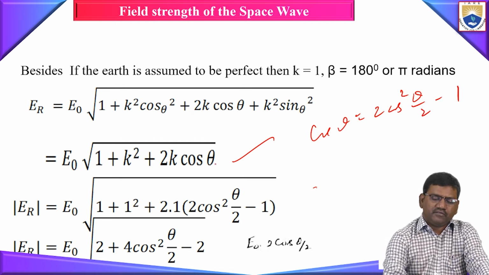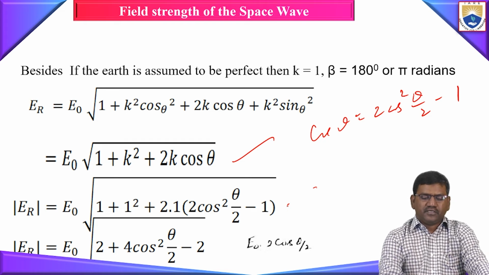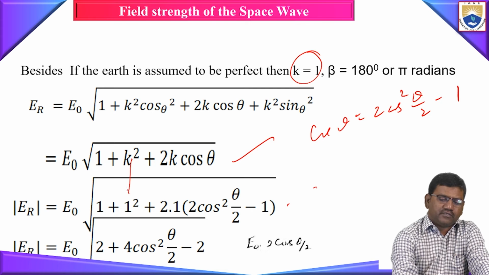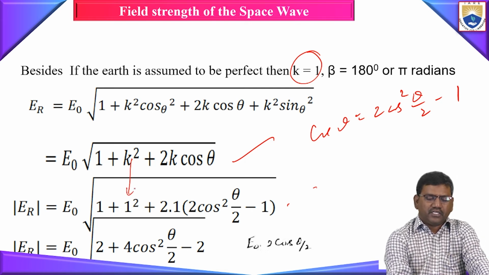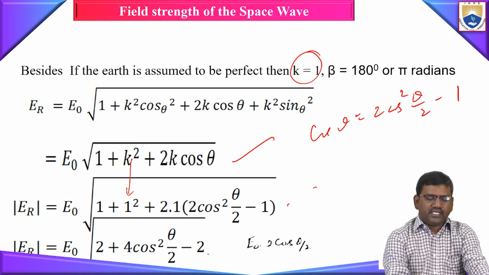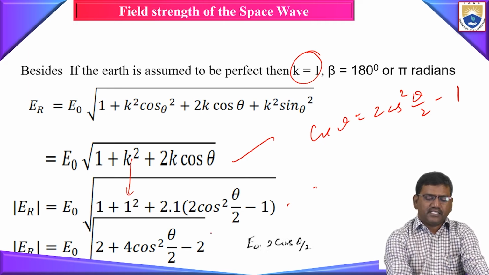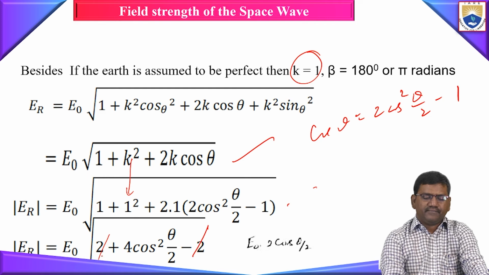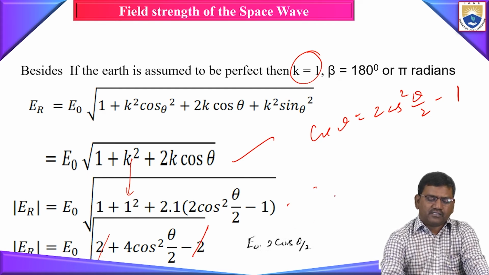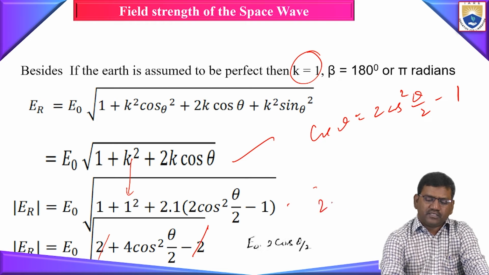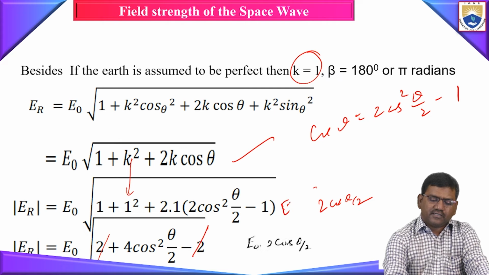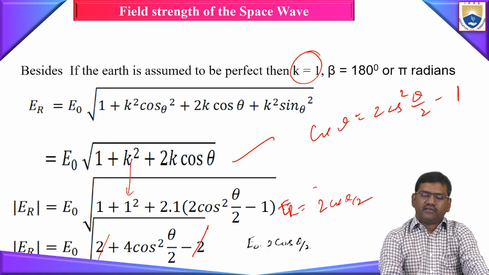If you substitute this here, you will get 2 cos square theta by 2 minus 1. If the K is treated as 1, substitute K is equal to 1 here. So you will get 2 plus 4 cos square theta by 2 minus 2 here. So minus 2 plus 2 get cancelled here. If you simplify this, you will get square root of 4 cos square theta by 2, which means you will get 2 cos theta by 2, which is the ER value.